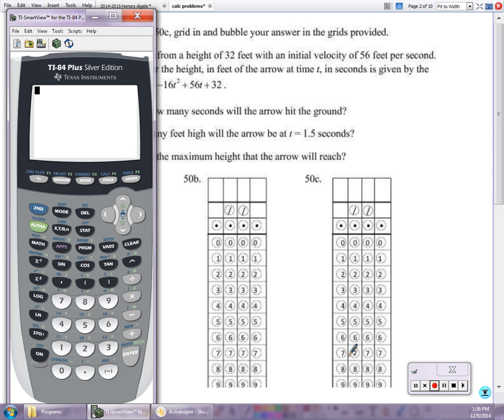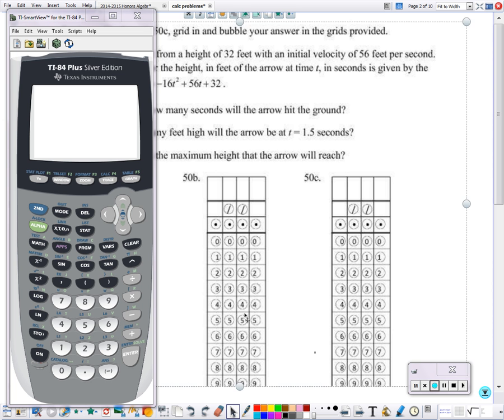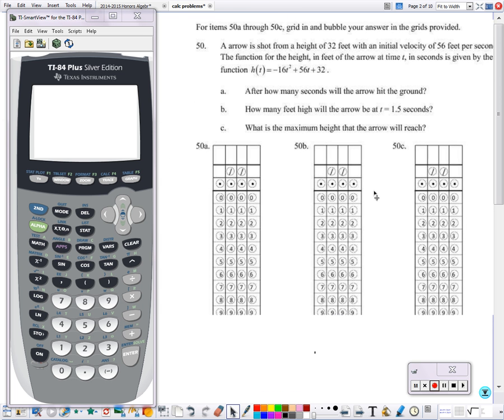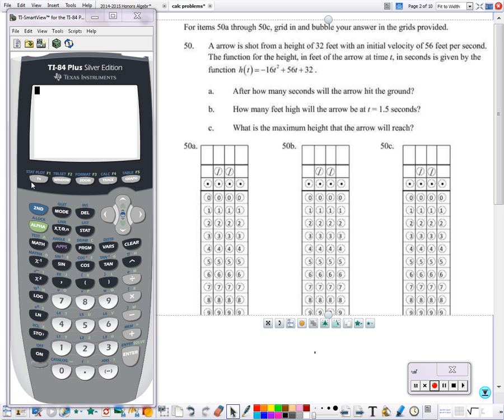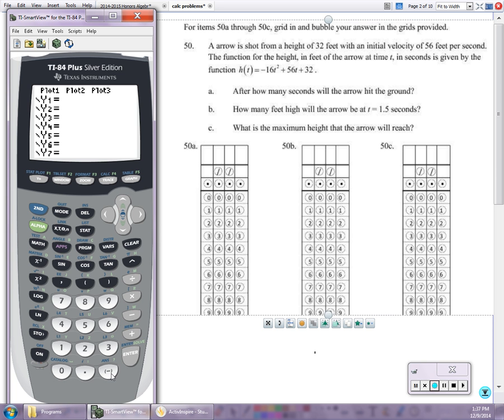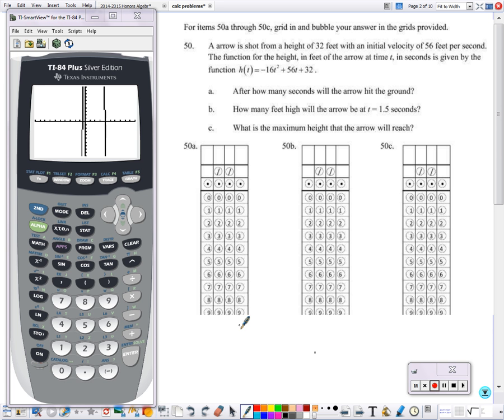Okay, so now for number 50, we have 3 parts to this problem. I'm going to do the same thing. I'm going to put that equation in y equals. And then it asks about after how many seconds will it hit the ground, 1.5 seconds, and maximum height. So I'm going to reset my window to a normal standard window. So I'm going to hit zoom 6. And it hits the ground right here.